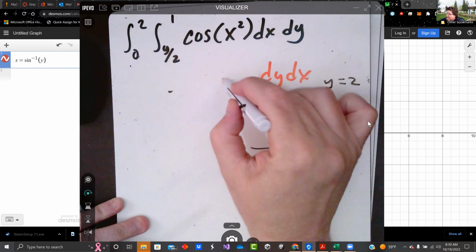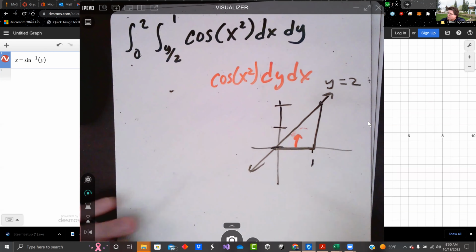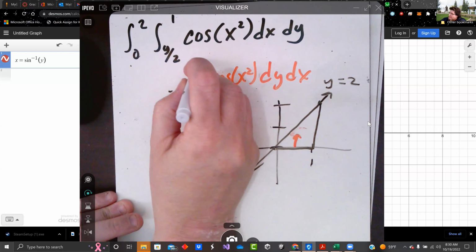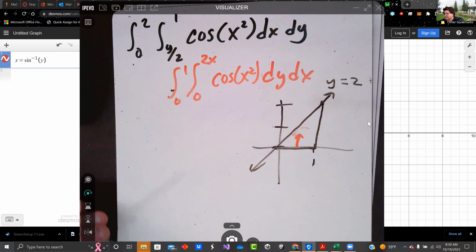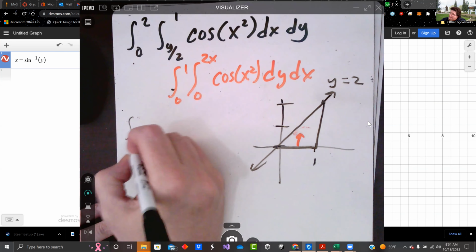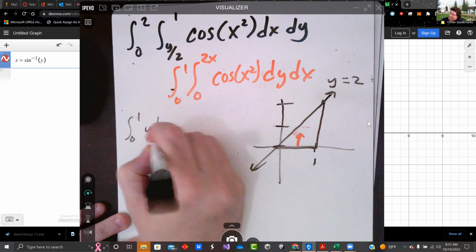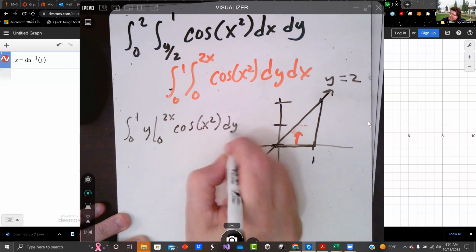we have cosine x squared. That hasn't changed. But we're doing y first, and y is going from 0 to 2x. And then x is going from 0 to 1. And now all of a sudden, this might be doable. In short order, actually, since cosine x squared is not a function of y, this integral is just 0 to 1 of y evaluated from 0 to 2x, cosine of x squared dy dx.